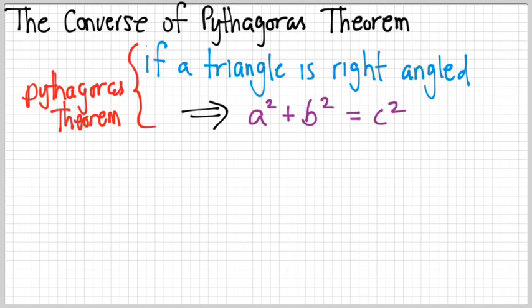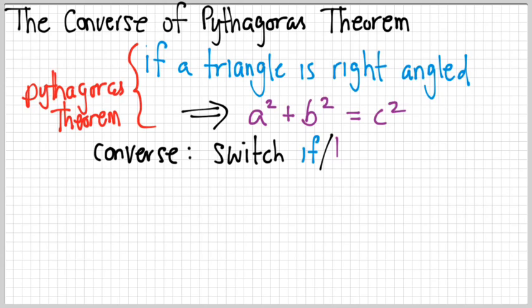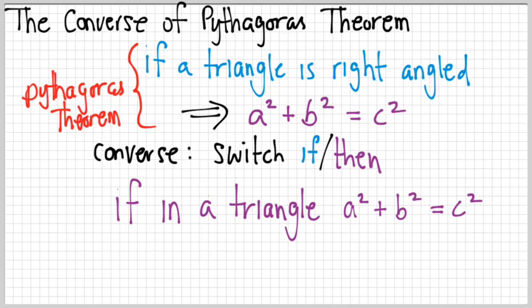So to find the converse, let's talk about what a converse is. If you're familiar with logic and proofs and things like this, the converse of a statement is when you switch the if and the then parts. These are known technically as the hypothesis and the conclusion. The hypothesis is the if part, the conclusion is the then part, and to get a converse of a statement, you just swap them.